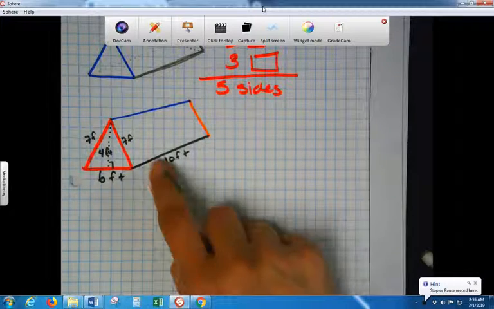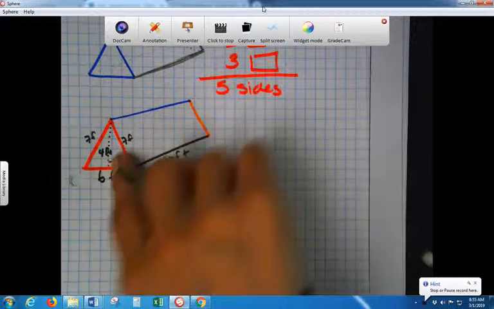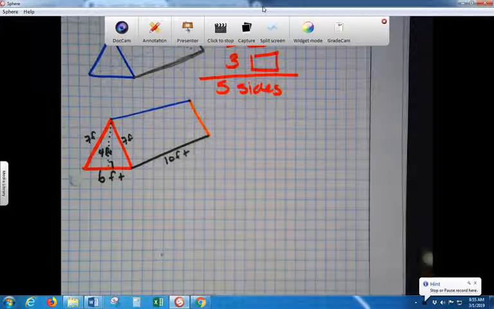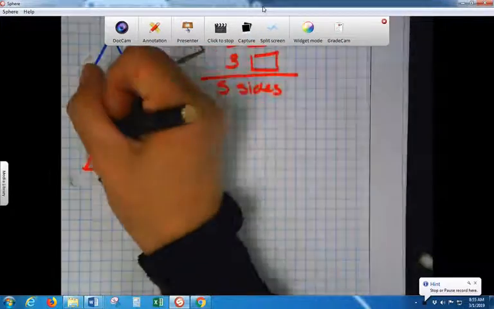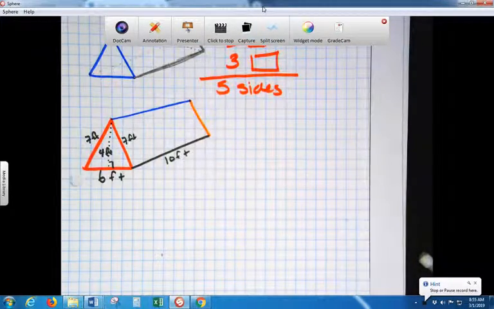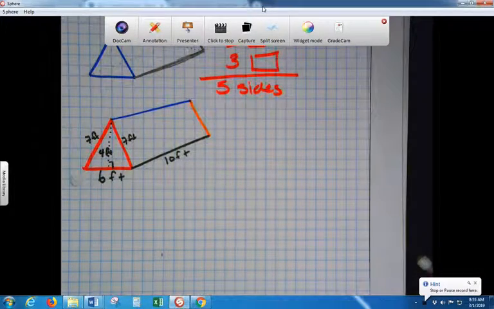Okay, so here's the information I have given you. This side is 10, this base is 6, the height of the triangle is 4, and the 2 sides are 7 feet. This is an isosceles triangle. Okay, it's a triangular prism because it's 3D. Alright, so we need to find the area of each of the sides in order to find the surface area.